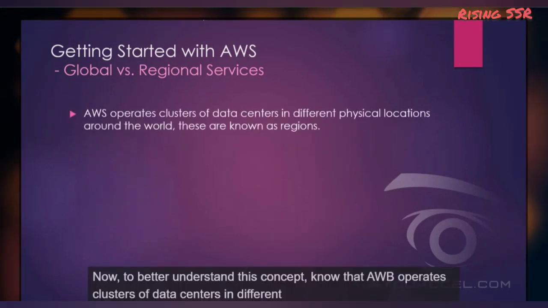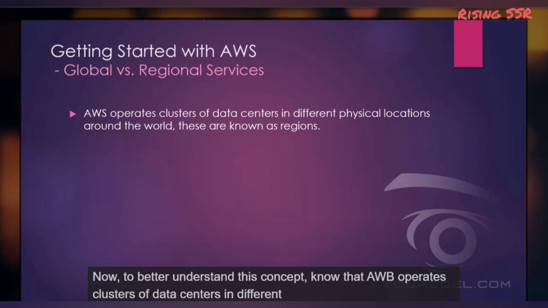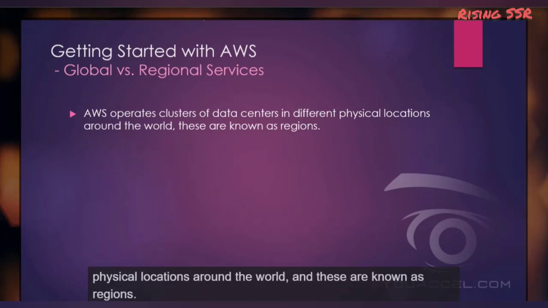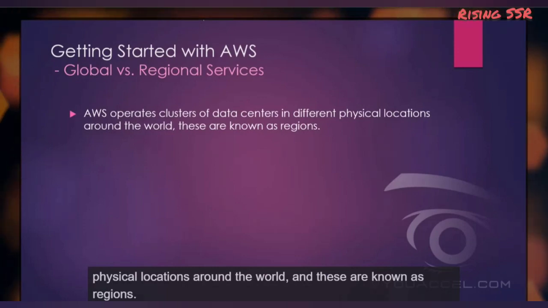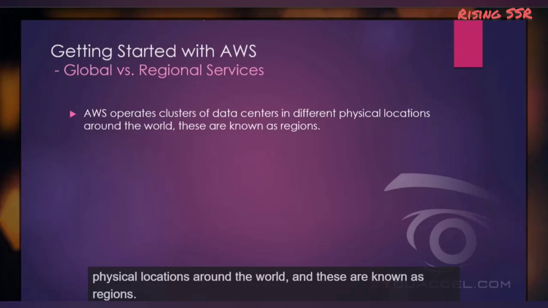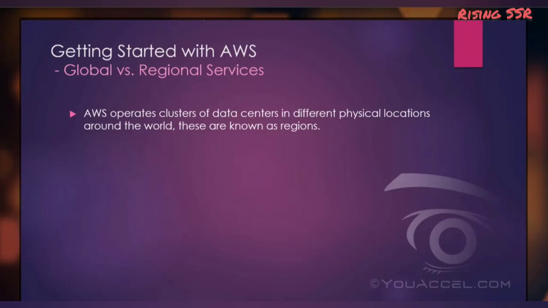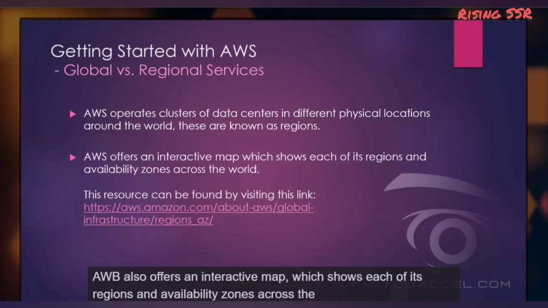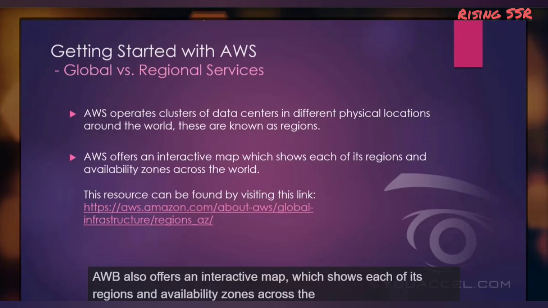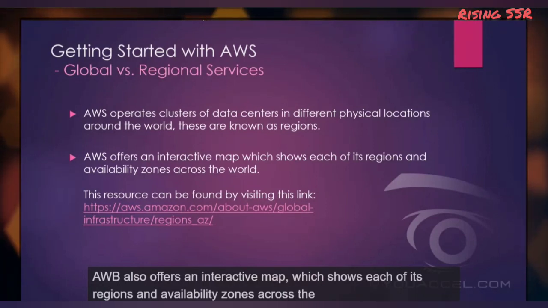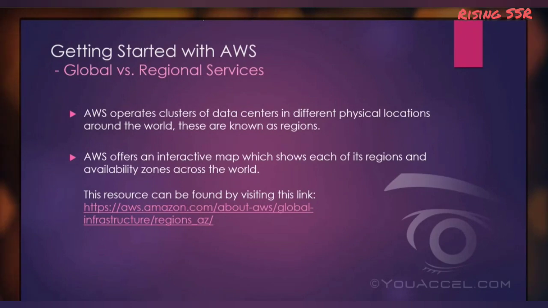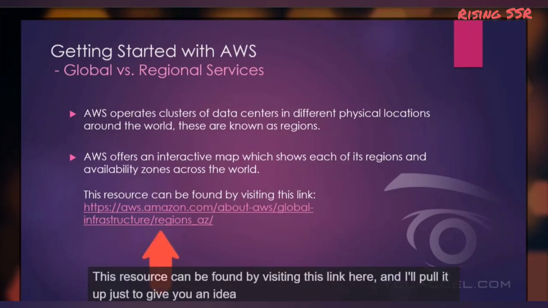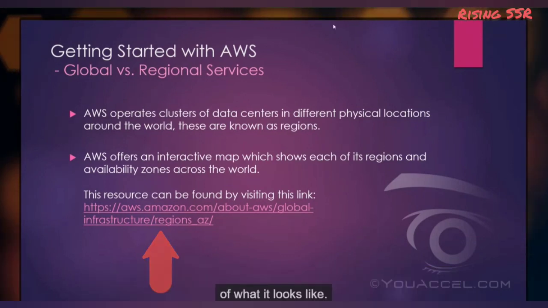Now, to better understand this concept, know that AWS operates clusters of data centers in different physical locations around the world, and these are known as regions. AWS also offers an interactive map which shows each of its regions and availability zones across the world. This resource can be found by visiting this link here. And I'll pull it up just to give you an idea of what it looks like.